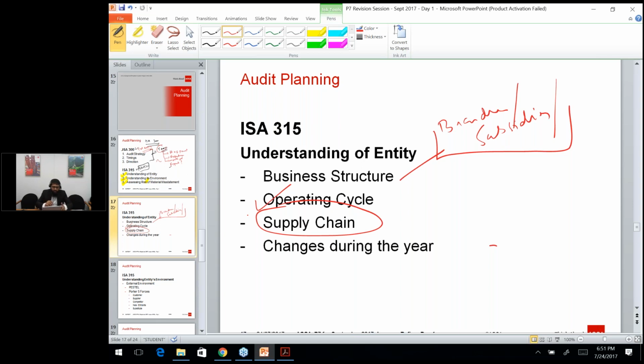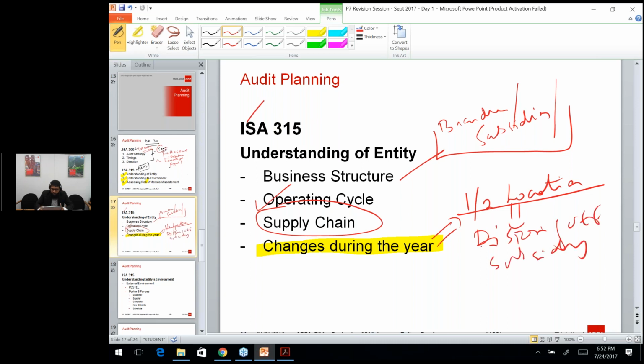And a very key thing is to understand the changes in the entity during the year. Like, changes in the entity during the year could be that one or two locations have been closed, or the changes could be that you might have disposed of a subsidiary, or invested in an associate. There could be a lot of things that could happen.